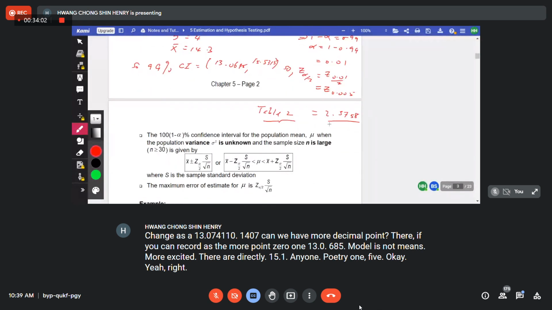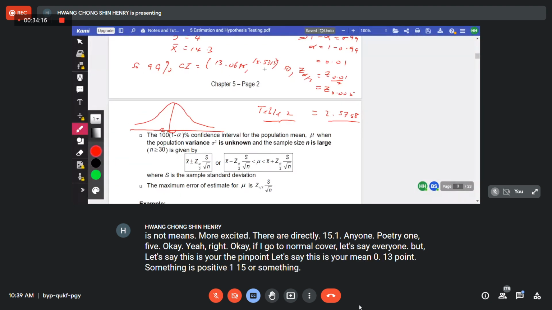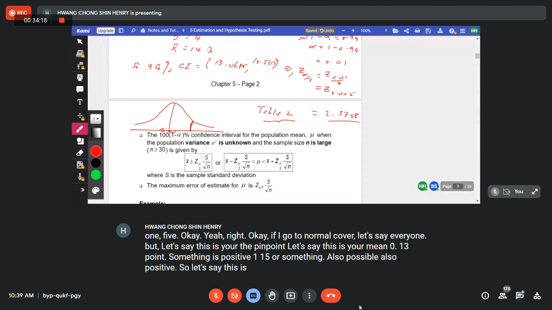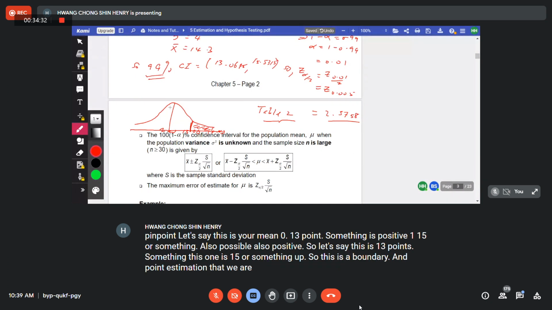So you okay now? That means if I draw the normal curve, let's say everyone, remember, let's say this is your mean 0. 13 point something is positive, 15 point something also positive, right? Both also positive. So let's say this is 13 point something. This one is 15 point something. So this is your boundary. We call it estimation that we are 99% confident the Z score is inside here.